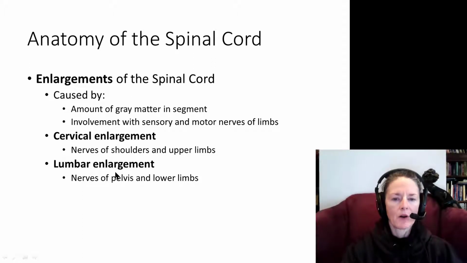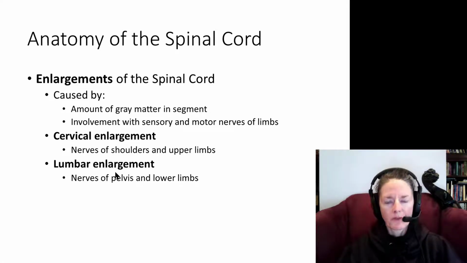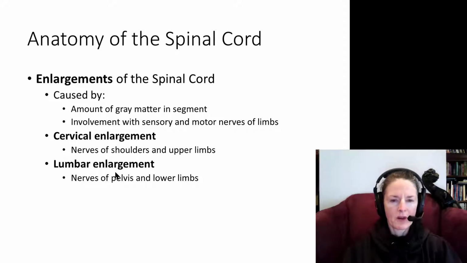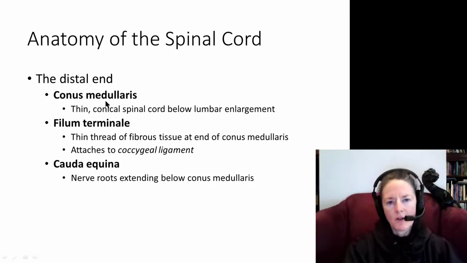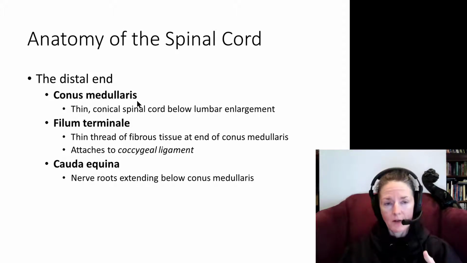Likewise, we're going to have a lumbar enlargement, and that's going to be involved with both motor and sensory information for the pelvis and the lower limbs. So this lumbar enlargement, we're going to have more gray matter in there, so we have more neuron cell bodies to process this information. All right, the end of the spinal cord is called the conus medullaris because it has a cone shape. So think of conical, like cone, conus medullaris. So this basically is the spinal cord below the lumbar enlargement, and it tapers at the end.